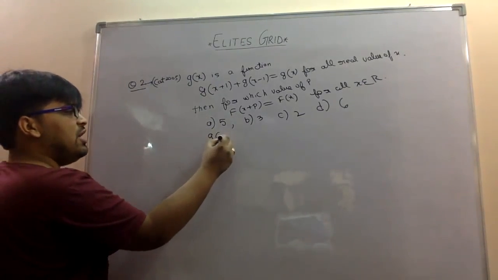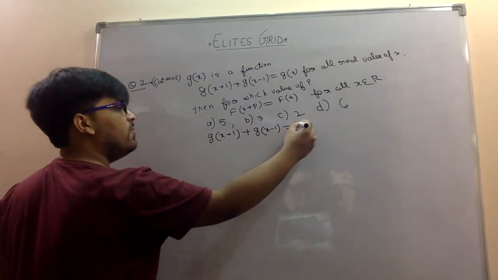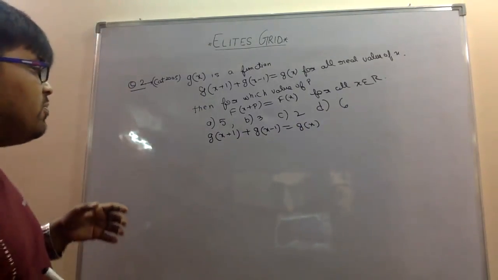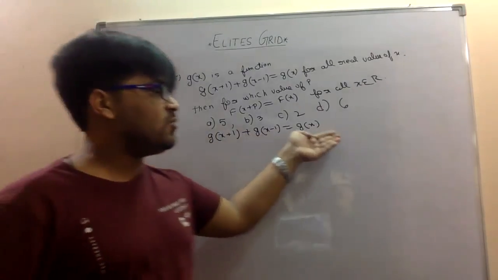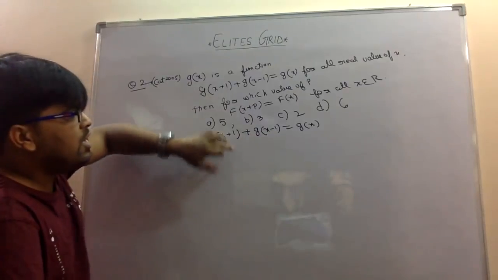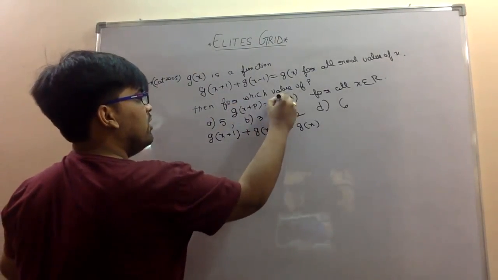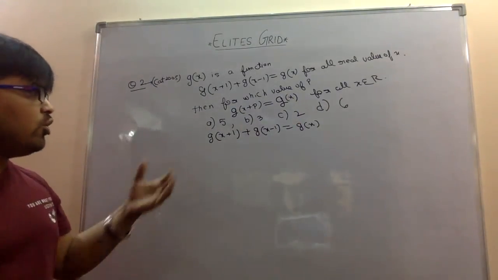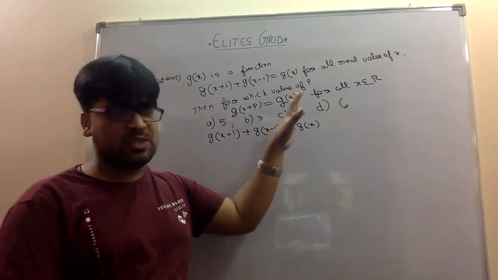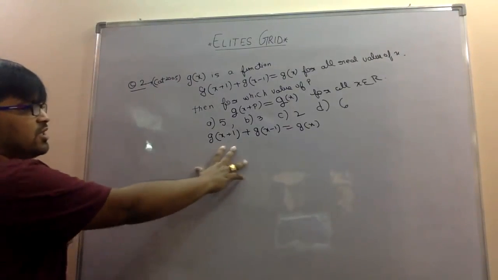हम लोगों को गिवन है g(x+1) + g(x−1) = g(x). ठीक है, repeat करो, g(x+1) + g(x−1) = g(x). And our motto is to convert these 3 values into 2 values. अच्छा, ये g(x) है. This is g(x+p) = g(x). So our motto is to convert these 3 g values into 2 values in this form. So how to convert this in this form?